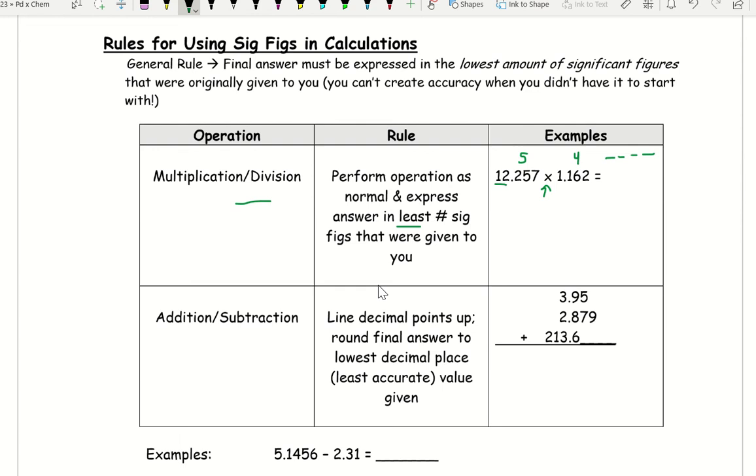That's the key idea. So our answer might be 14.242634, but we're only going to write the first 4 significant digits. So the answer will be 14.24, whatever units it is, but 14.24 is the answer with 4 sig figs.